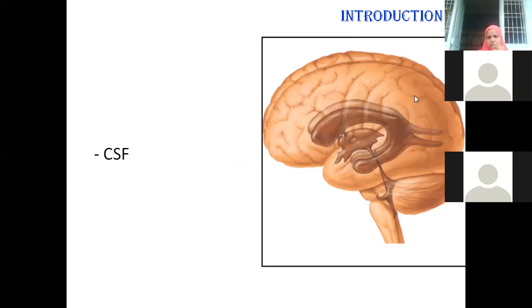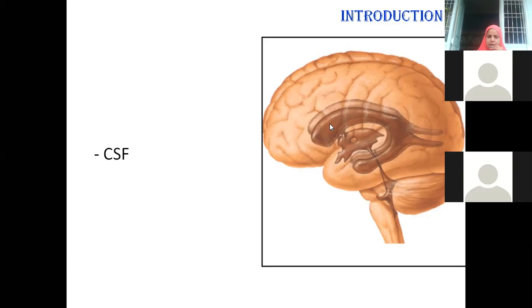So how many cerebral hemispheres do we have? Two: the right cerebral hemisphere and the left cerebral hemisphere. And in each cerebral hemisphere, we have a lateral ventricle. Suppose this is the frontal lobe; inside the frontal lobe we have the anterior horn, inside the occipital lobe we have the posterior horn, inside the temporal lobe we have the inferior horn, and in the parietal lobe we have the central part. That means it has an anterior horn, posterior horn, inferior horn, and central part.